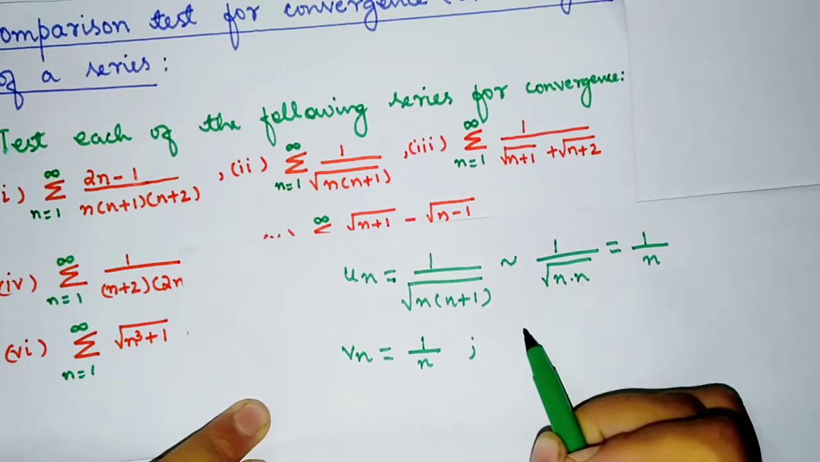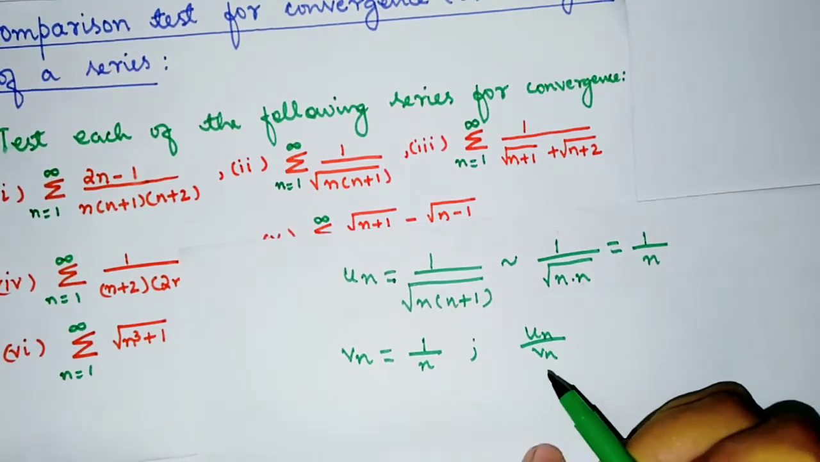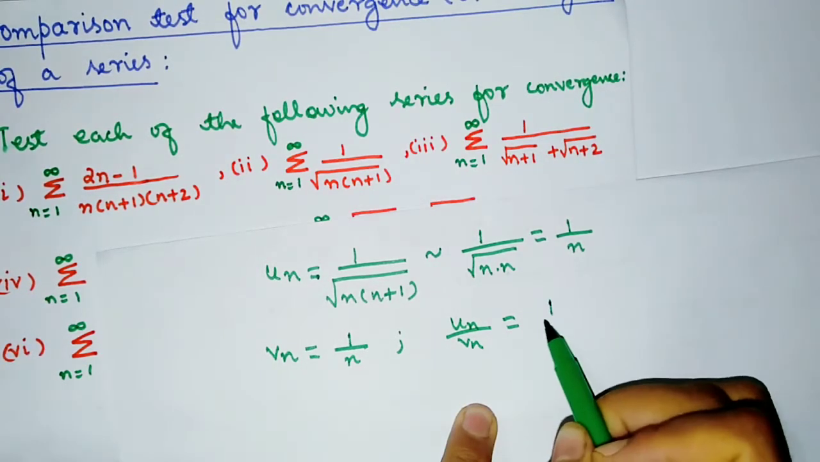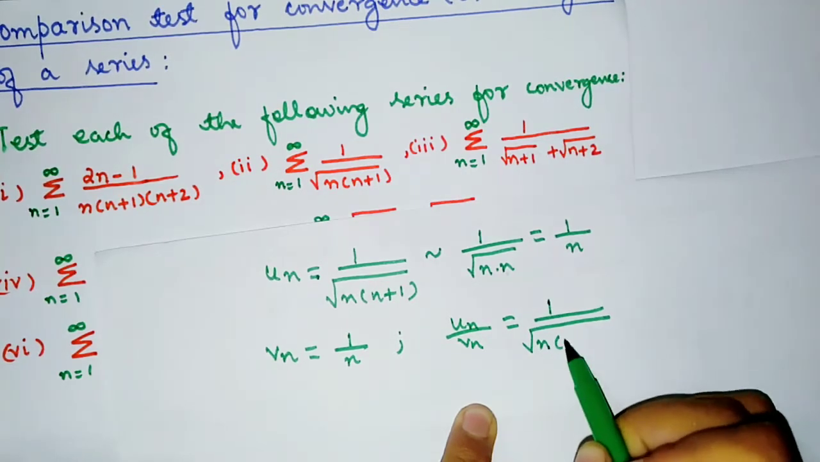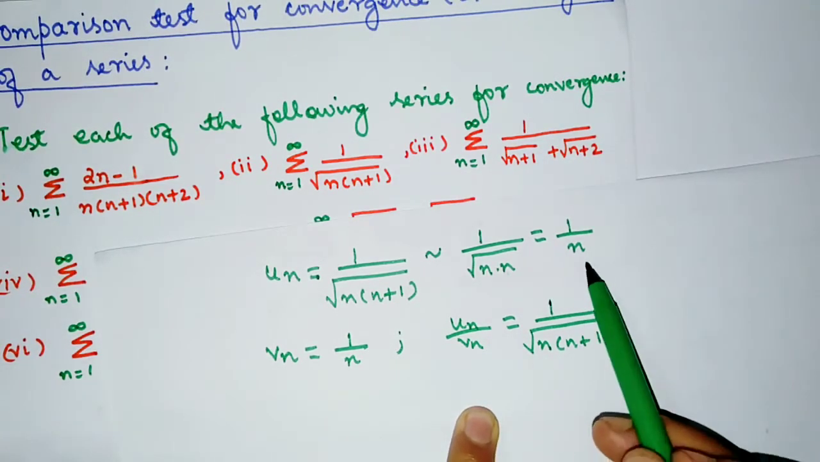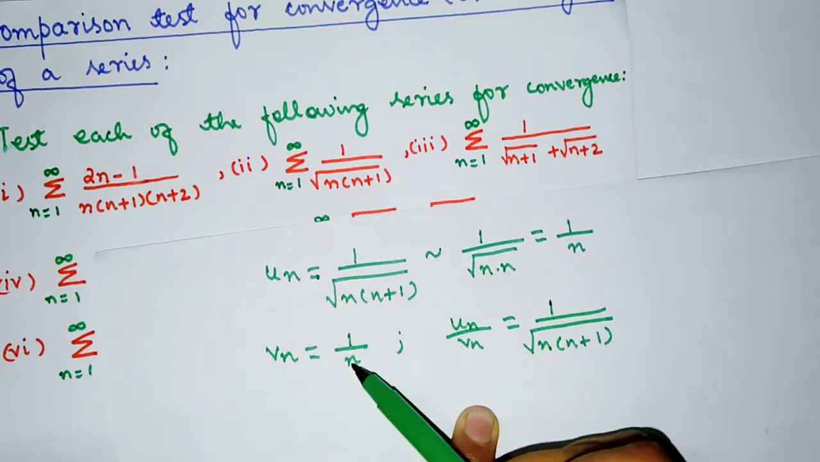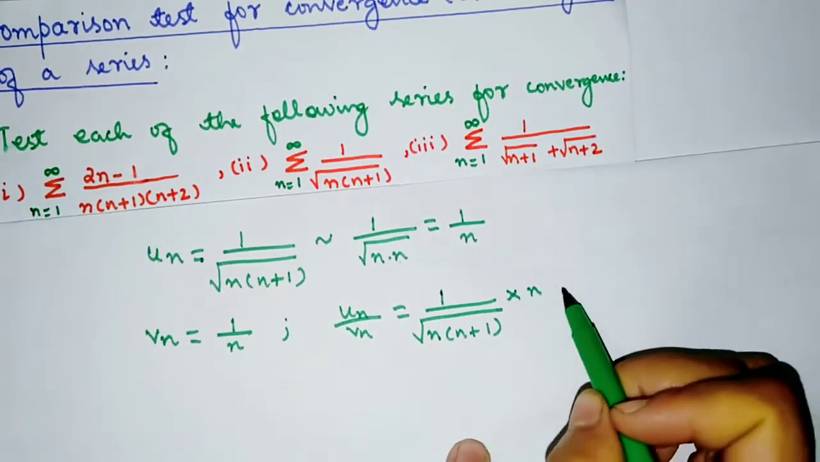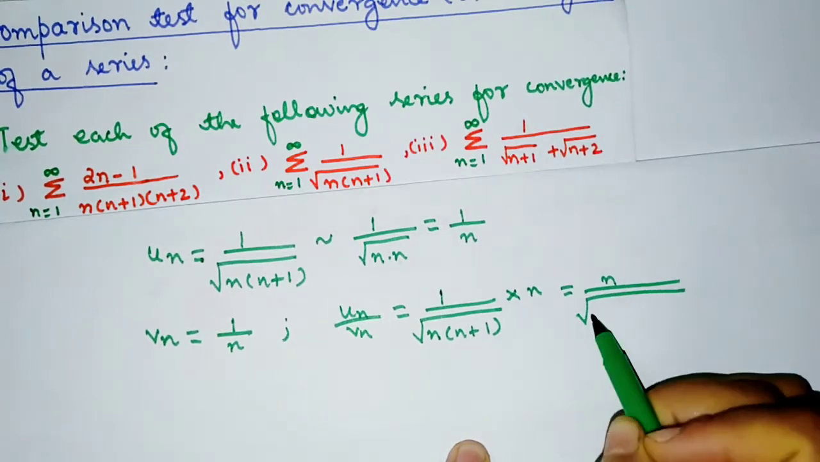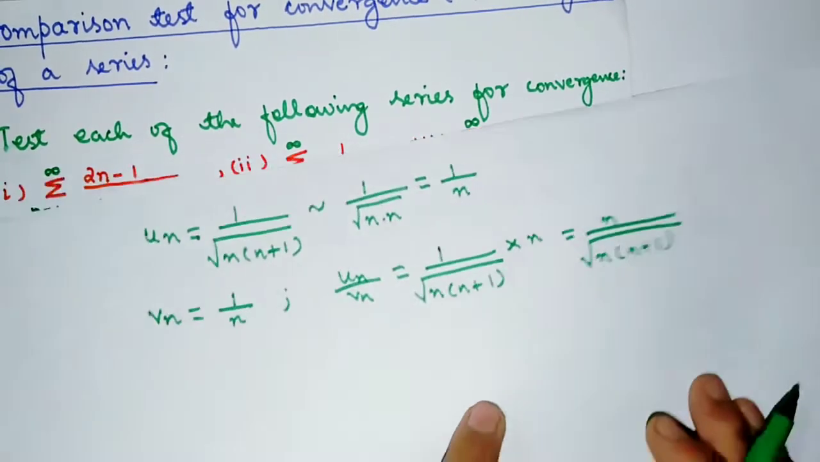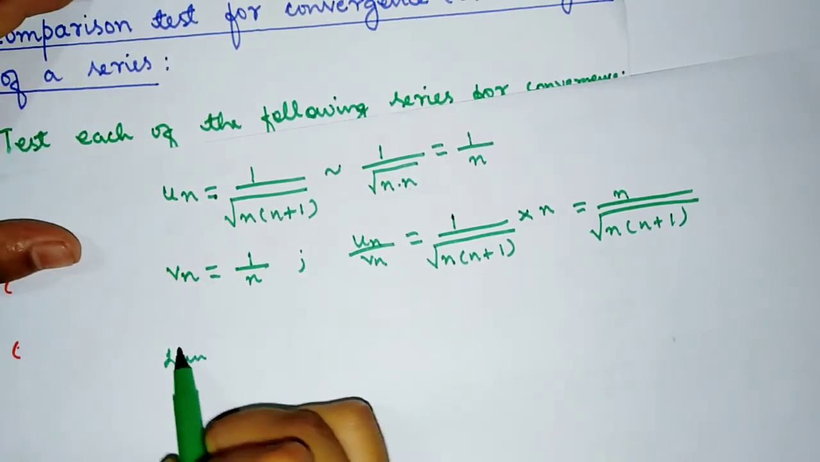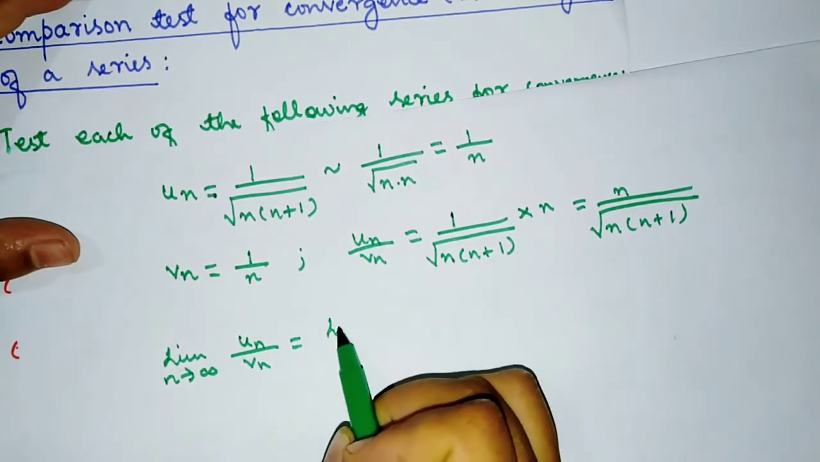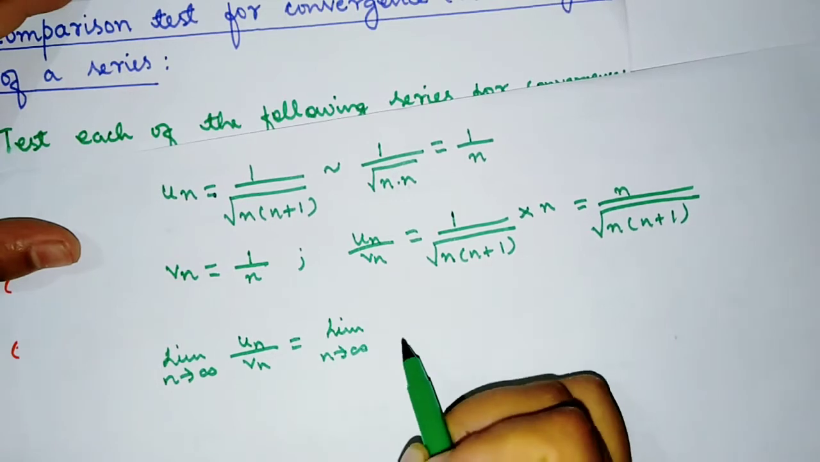So now next, divide un by Vn. So that is equal to, what is un? It is 1 upon root over n into n plus 1 divided by Vn, that is by 1 upon n. So that n comes to the numerator. We have n in this way. So we have n upon root over n into n plus 1. Now take the limit n tends to infinity un by Vn. Limit n tends to infinity, what is un?